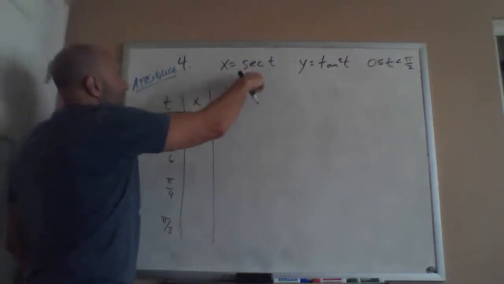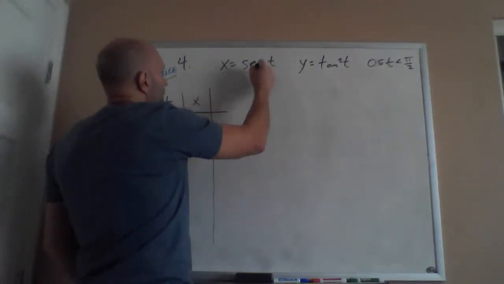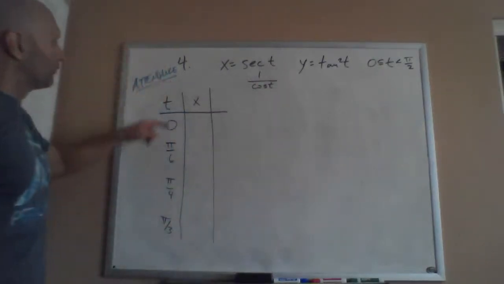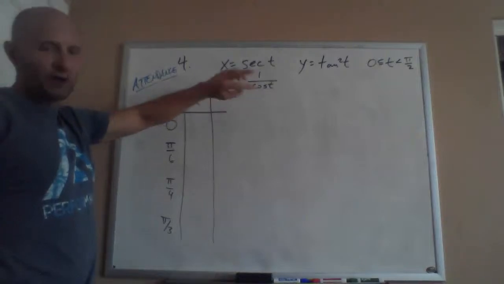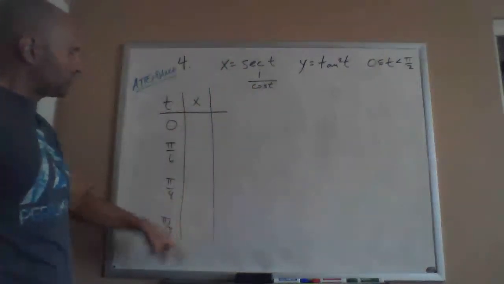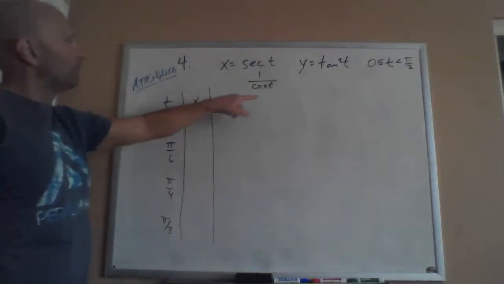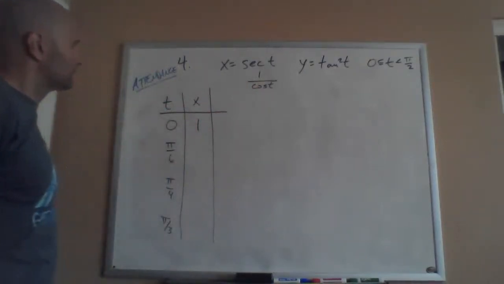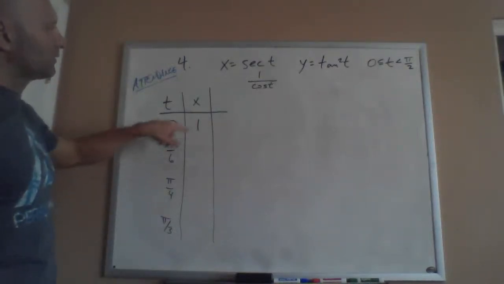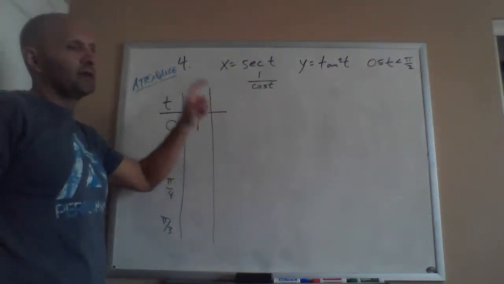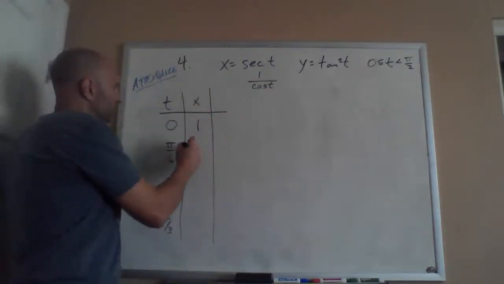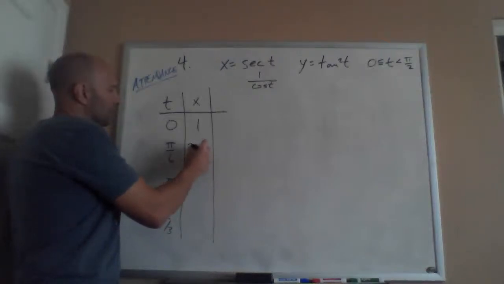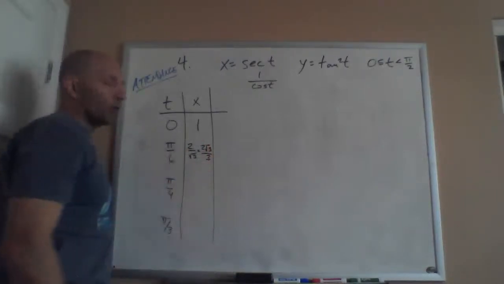So x is secant of t, and secant of t is what? That's 1 over cosine. So if I plug my values of t in for cosine and just flip it, that's the answers I'm going to get here. So for 0, if I plug it in, cosine of 0 is 1. 1 over 1 is 1. Pi over 6. Cosine of pi over 6 is root 3 over 2. So flip that is 2 over square root of 3. Rationalize this, you get 2 root 3 over 3.